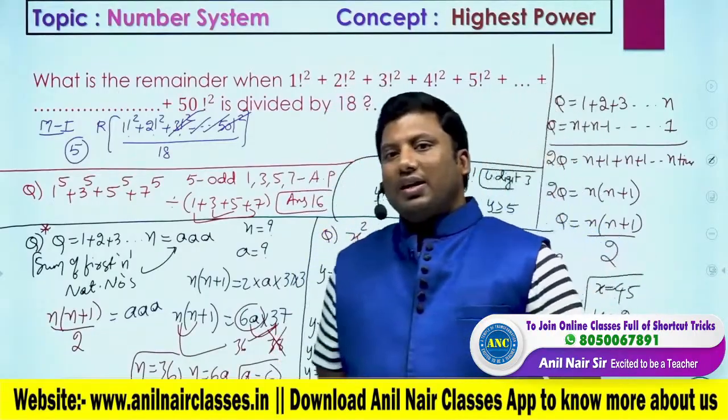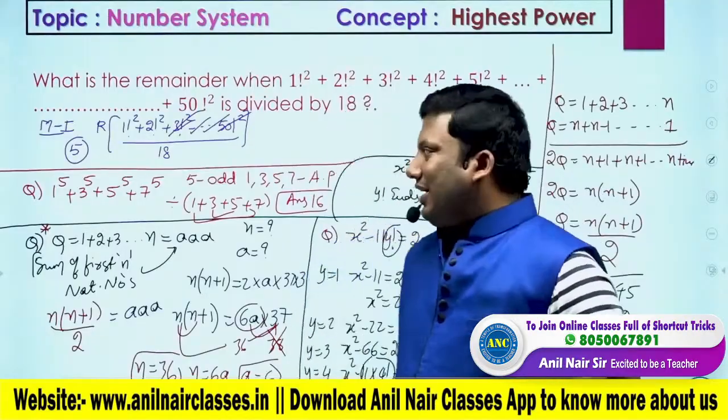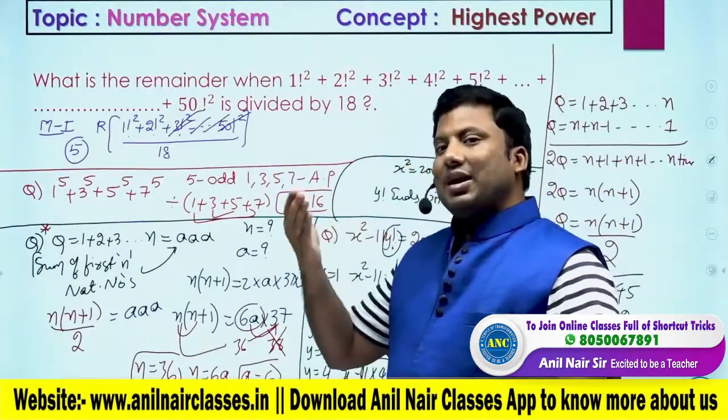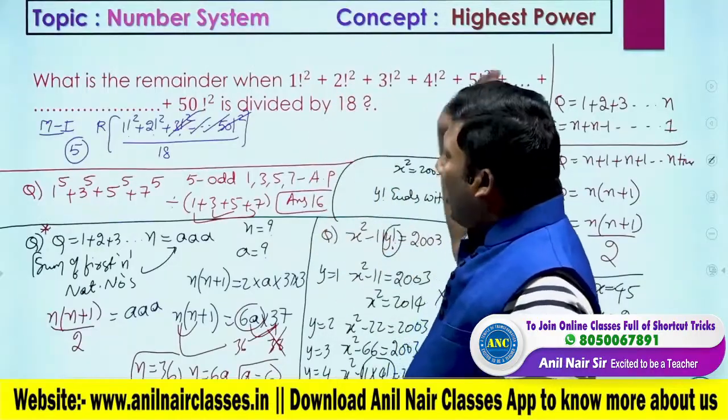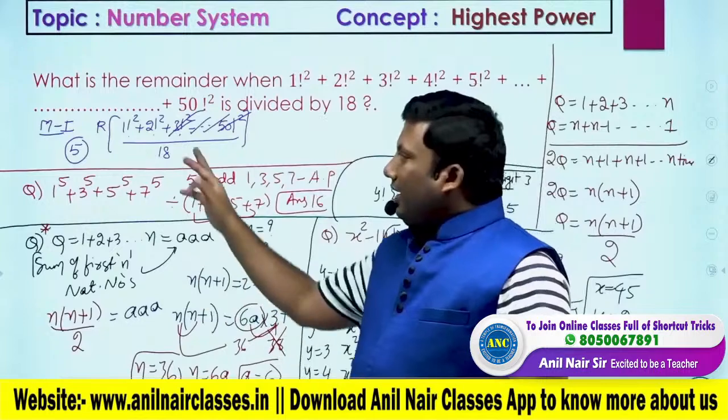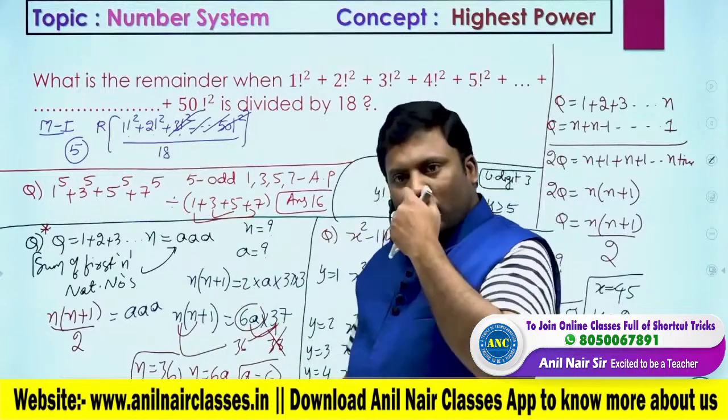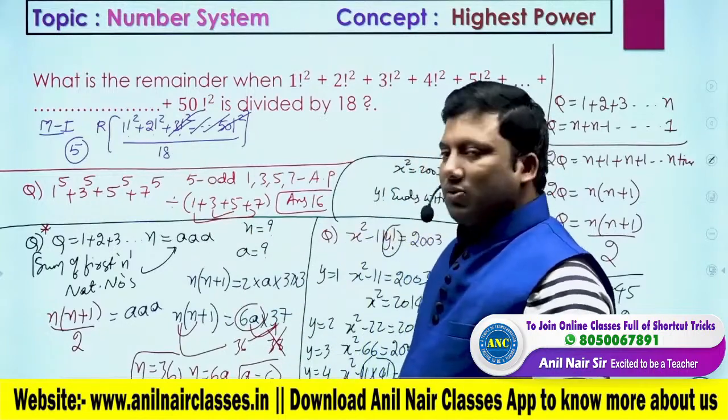Again, I am repeating. 3 factorial is 6. 6 square is 36. 36 is a multiple of 18. So from 3 factorial onwards, all are divisible by 18. 2 factorial is 2, 2 square is 4, 4 plus 1 is 5.